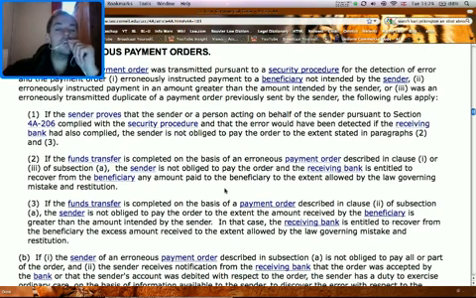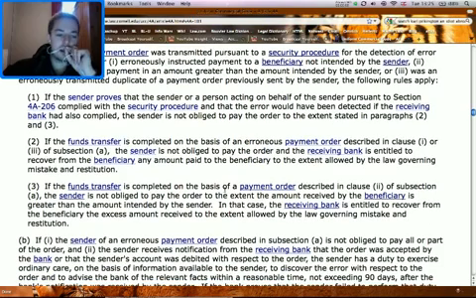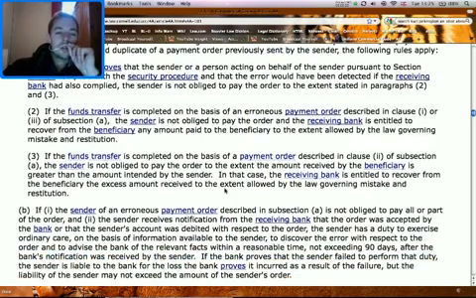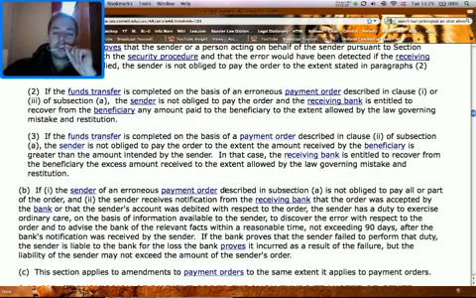1. If the sender proves that the sender or a person acting on behalf of the sender pursuant to section 4A-206 complied with the security procedure and that the error would have been detected if the receiving bank had also complied, the sender is not obliged to pay the order to the extent stated in paragraphs 2 and 3. 2. If the funds transfer is completed on the basis of an erroneous payment order described in clause 1 or 3 of subsection A, the sender is not obliged to pay the order and the receiving bank is entitled to recover from the beneficiary any amount paid to the beneficiary to the extent allowed by the law governing mistake and restitution.